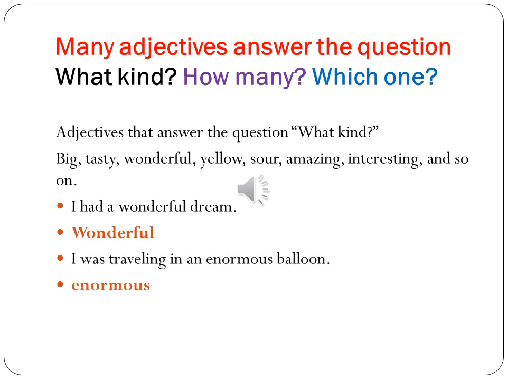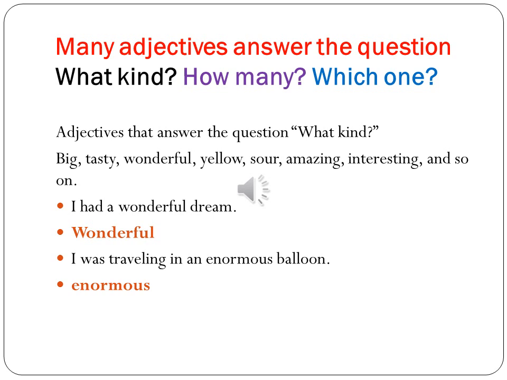Now let's move on to the type of questions that the adjective answers. Many adjectives answer the questions what kind, how many, which one. First, the adjectives that answer the question what kind, like big, tasty, wonderful, yellow, sour, amazing, interesting, and so on. The first example: I had a wonderful dream. Which is the adjective here? Yes, wonderful.